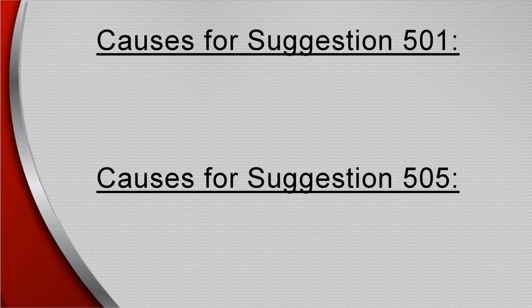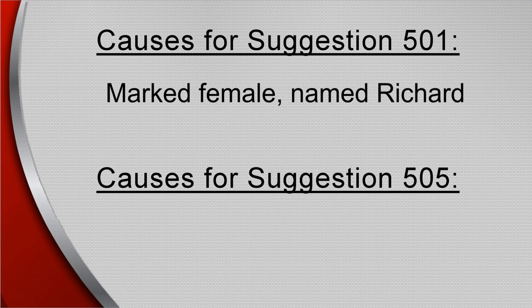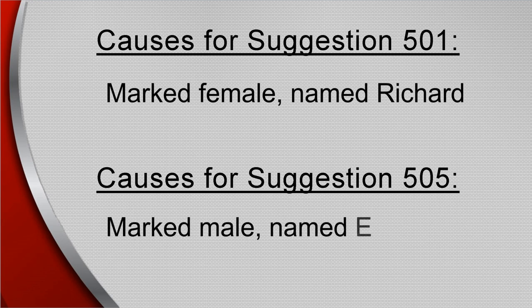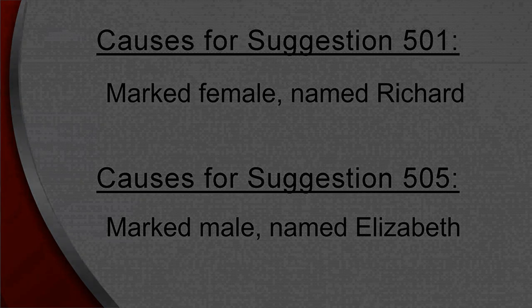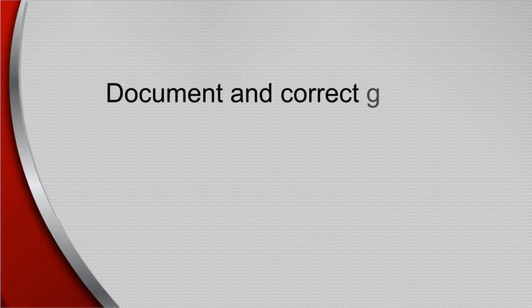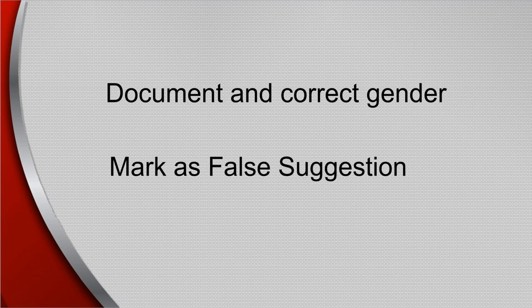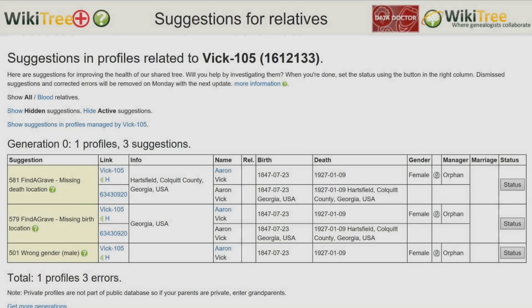Suggestion 501 is caused when a profile is marked as female, but the first name strongly suggests a male, such as Richard. Suggestion 505 is the reverse, for a profile marked male with a female first name, such as Elizabeth. Options are to provide documentation and correct the gender, or, if the name is correct, to mark the suggestion as false. These are considered to be the wrong gender based on statistics.